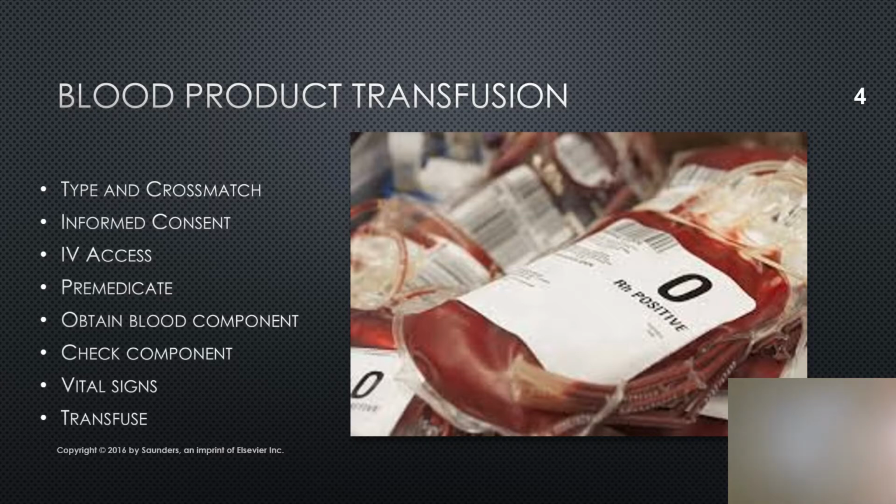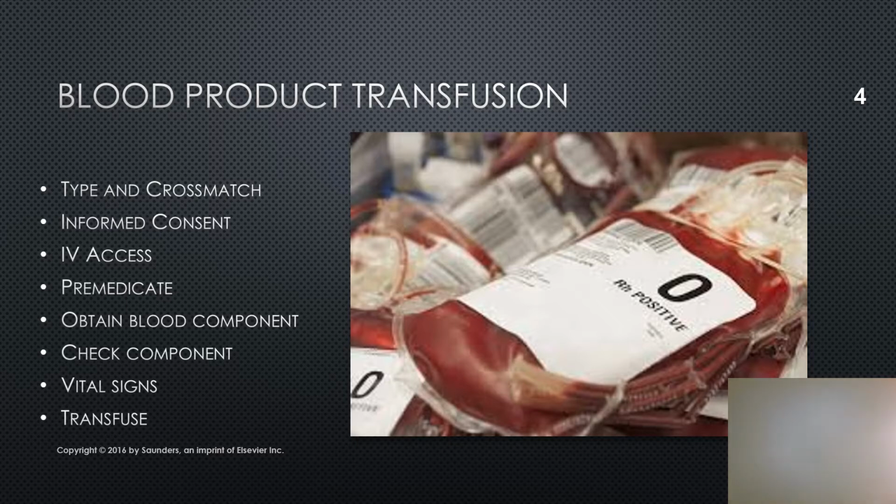A type and cross-match will be done to help prevent or reduce the risk of an antigen or antibody reaction. The typing will determine the ABO and the Rh, while the cross-matching checks for the antibodies in the recipient's blood that might react to antigens in the donor's blood. The nurse obtains informed consent per facility protocol. Make sure you have client IV access.